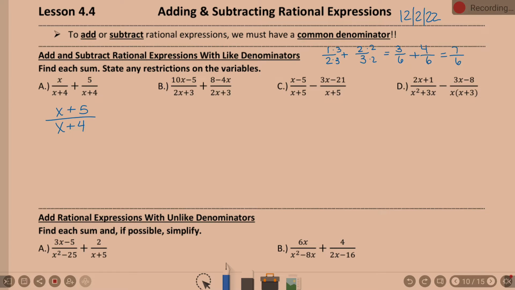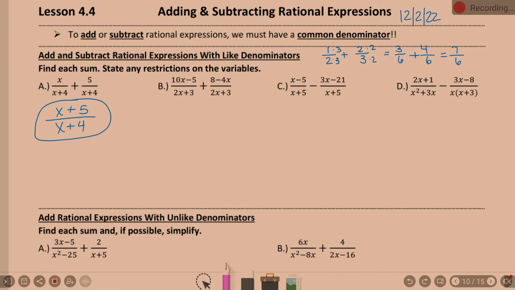Can we just cancel these x's? No, we want to, but we can't. That goes back to the previous lesson. So your answer in this particular example is x plus 5 over x plus 4. Now, we're only going to talk about it on this first set, but what can x not equal here? Negative 4.